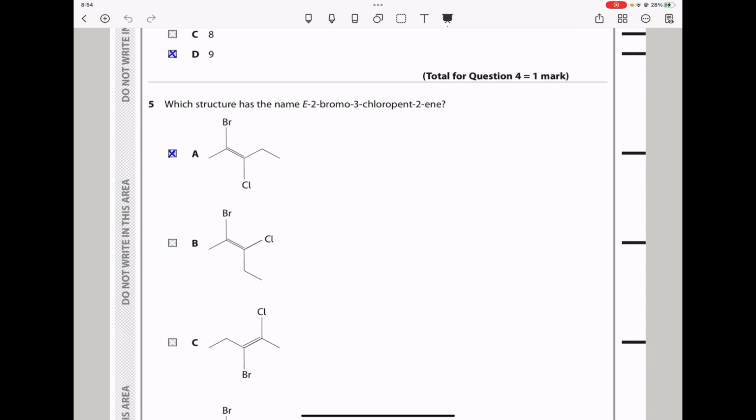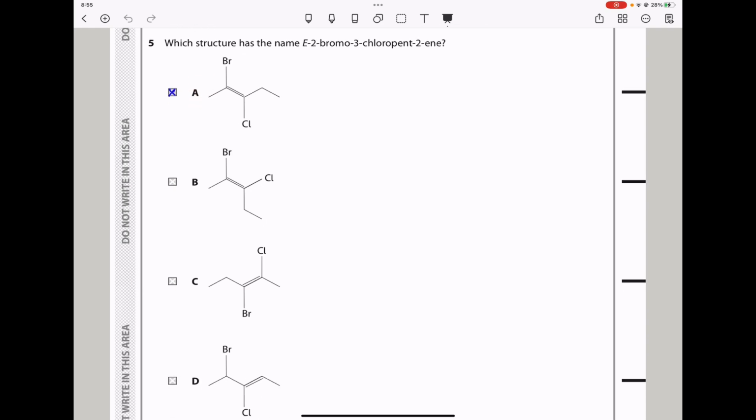So in this case, this is going to be 1, 2, 3, 4, 5. So bromo is on carbon 2, chloro on carbon 3. We have a double bond on carbon 2, and these are on opposite sides, creating an E structure, so the answer should be A. Moving on.